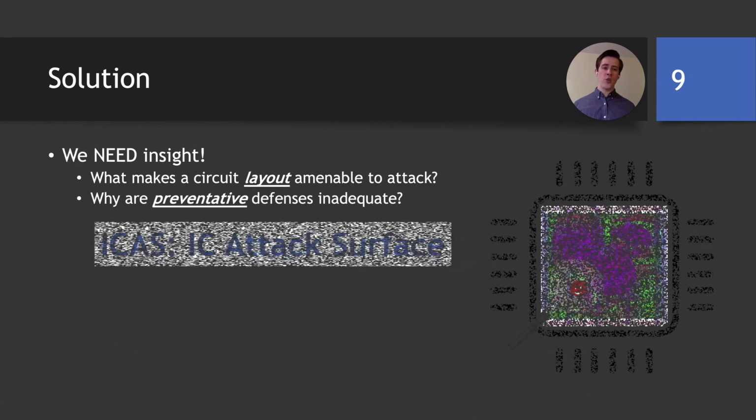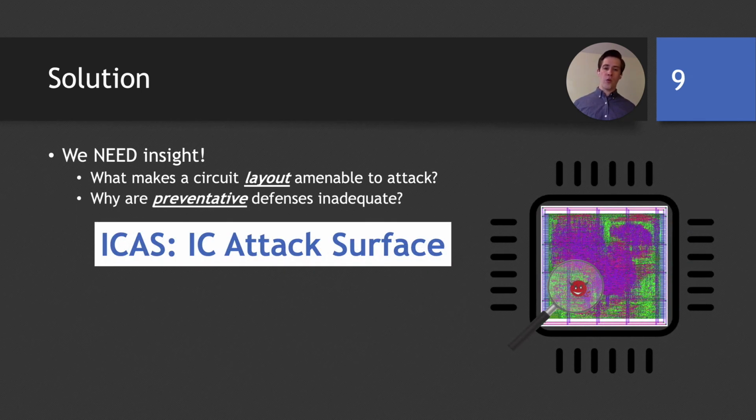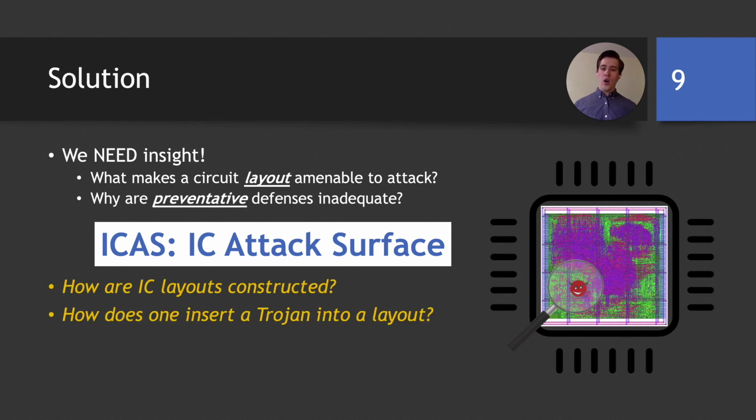To address these questions, we develop an open source IC layout analysis framework called ICAS, or Integrated Circuit Attack Surface, that estimates the susceptibility of integrated circuit layouts to fabrication time Trojan insertion. To understand how ICAS works, we need to understand one, how IC layouts are constructed, and two, how one goes about inserting a Trojan into a layout.